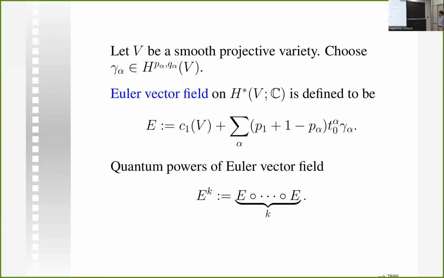Then these are of course vector fields on the small phase space. We can take products of these vector fields. I call these the quantum powers of the vector field. So I use E^k to denote the quantum product of k copies of E.